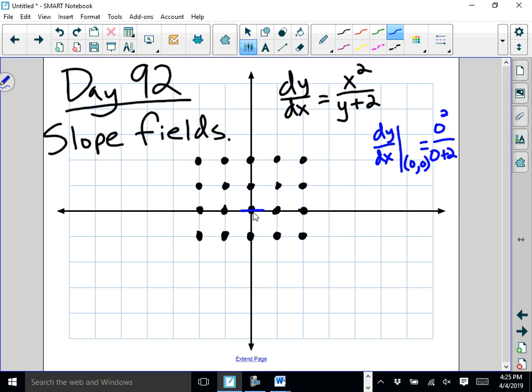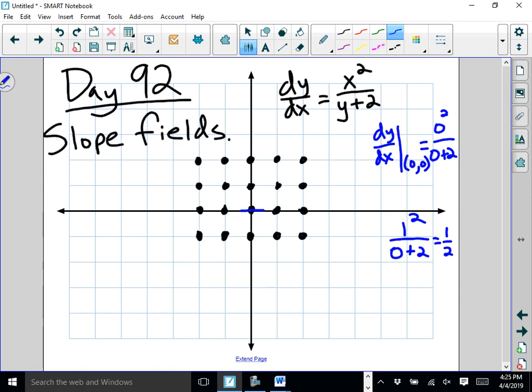Okay, so this point right here is the point 1, 0. First off, you've got to make sure you have your x and y in order. So 1 goes in for x, 0 goes in for y. Doing the work over here, we would have 1 squared over 0 plus 2, and that would give us a slope of 1/2.